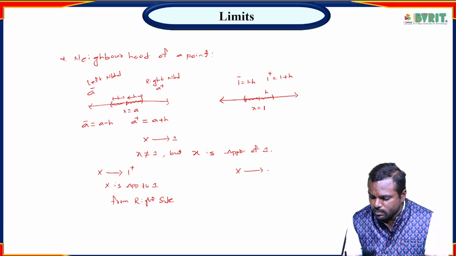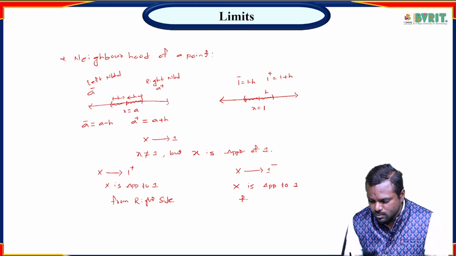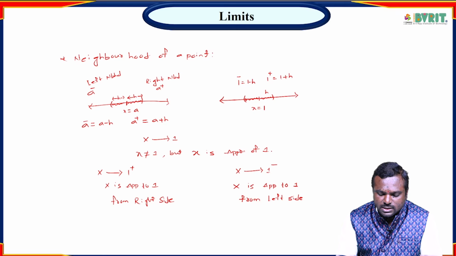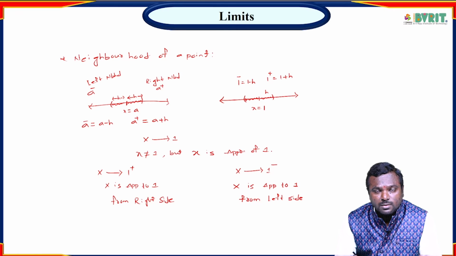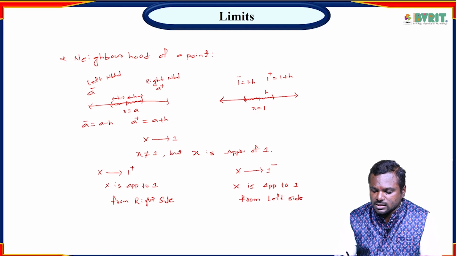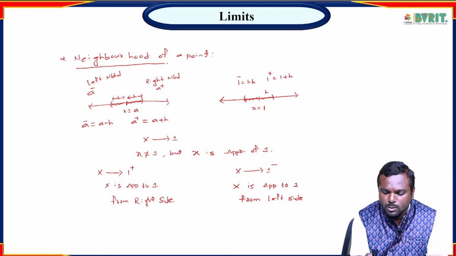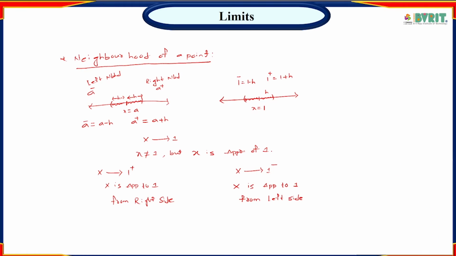X tends to 1 minus is nothing but x approaches 1 from the left side. To repeat, x tends to 1 plus is x approaching 1 from the right side, and x tends to 1 minus is x approaching 1 from the left side. This is the neighborhood of a point.